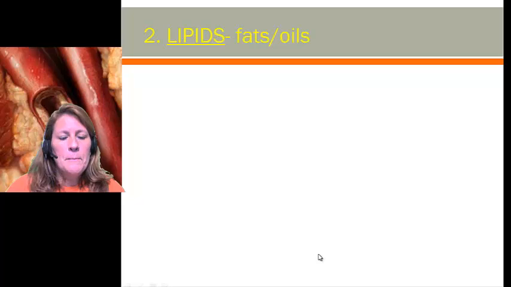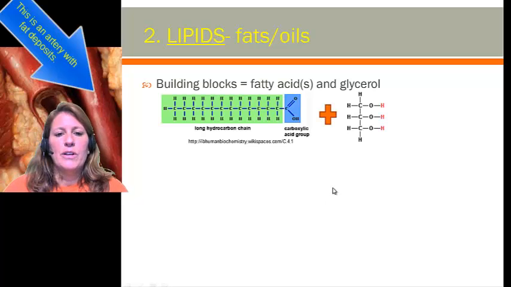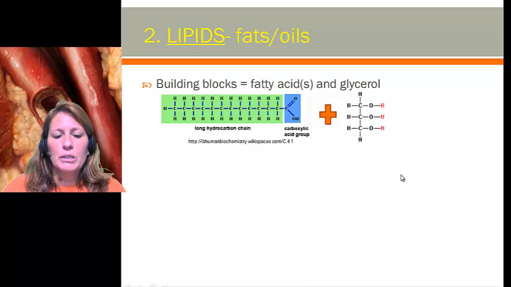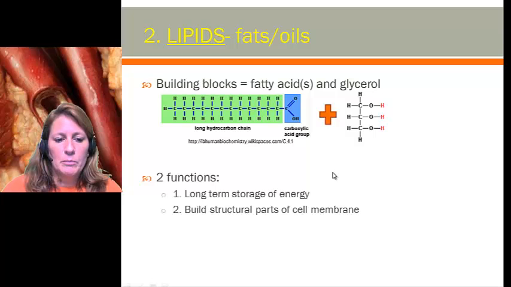Okay? The second is our lipids. So that's our fats and our oils, and the building blocks are fatty acids, which change depending on the lipid, and a glycerol. Anytime you see OL, that's indicating it's some type of alcohol. So this one's a fatty acid and this one's the alcohol. I'm not going to ask you to be able to identify the structures. Don't worry about that. Just know the building blocks.